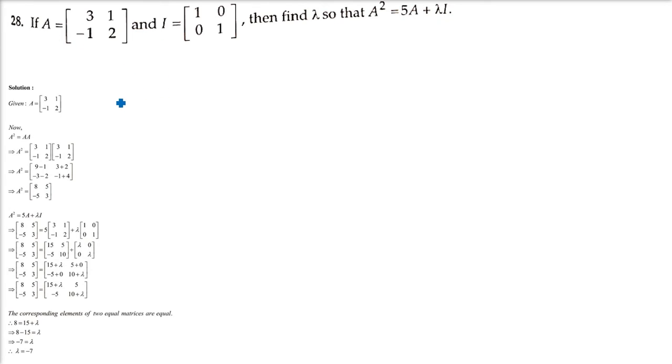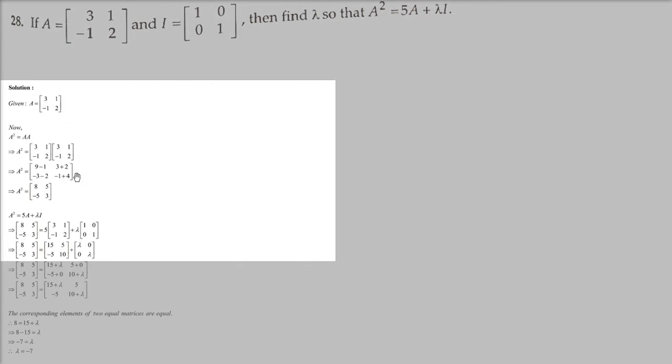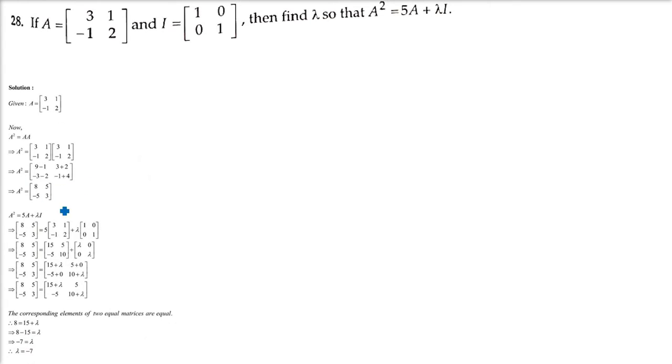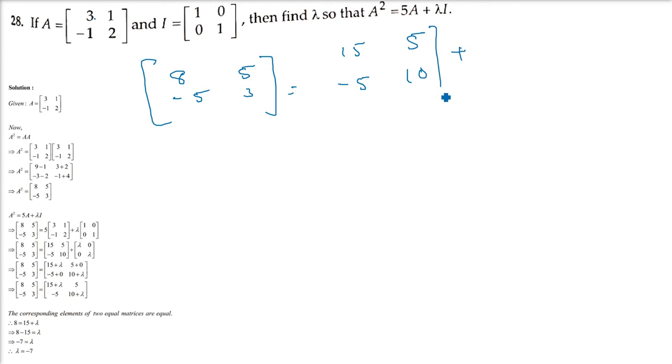A square is what? Okay, I'll just show you directly. A square is going to come like this. I hope you'll be able to do A dot A. So this is A square I'm writing directly. And this is equal to what? This is 5A. I'm multiplying this with 5. 5 times 3 is 15. 5 times minus 1 is minus 5. 5 times 1 is 5. 5 times 2 is 10. 5A is there. Then plus lambda into I. Lambda into I, that is, multiply lambda with this identity matrix. So all these diagonal values will be lambda actually. So lambda, lambda, 0, 0.